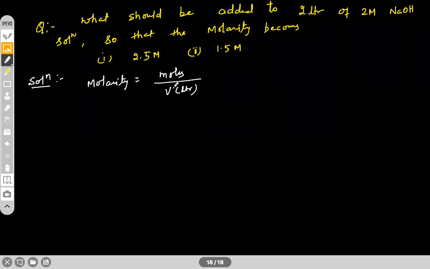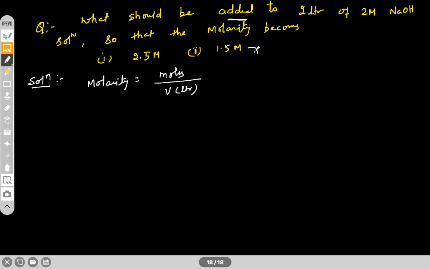But to decrease volume, what we need to do, we have to take solvent out of that solution, correct? That is not possible because the question is about what should be added. So we cannot remove anything. We can add some solvent or moles into it, but we cannot remove anything from it. So the only option left is that we have to add something into it. So once you add moles, molarity will increase. Once you add volume, molarity decreases, correct?